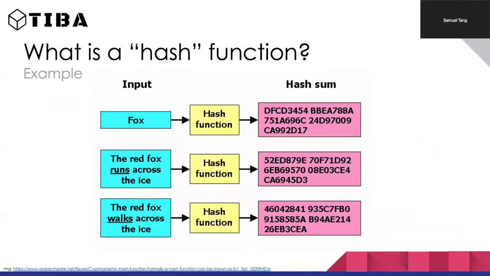Here's an example of a hash function. Let's say your input is "Fox". It goes through the hash function, and the hash output will be something random like this. Let's say your input is this sentence; it goes through the hash function and produces a different output. Even if you change a word, from "runs" to "walks" here, it goes through the same function and produces a different output.